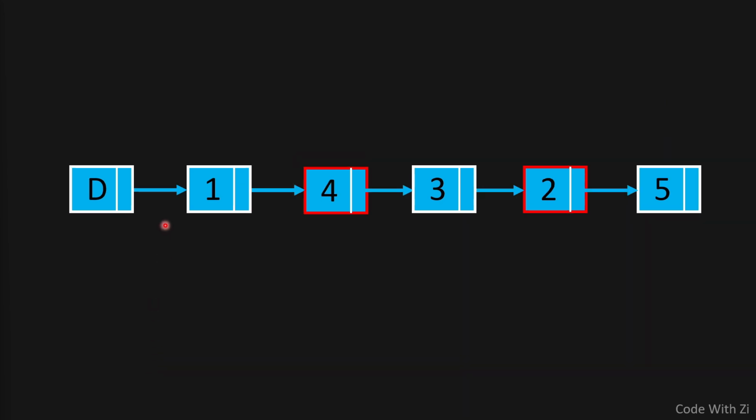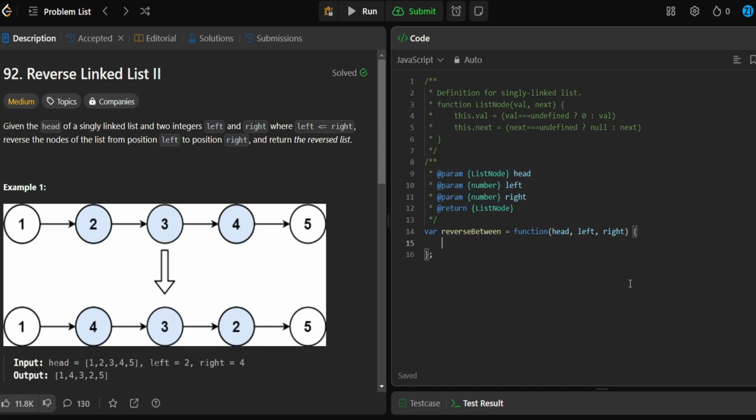So now that we have this, we're going to return everything that we have after our dummy node. So basically everything that we have here, and that's going to be our answer. Now let's code this in the simplest way possible. Alrighty, let's code this together.